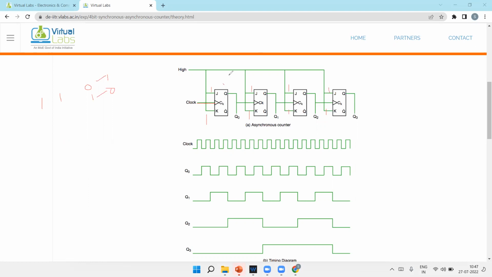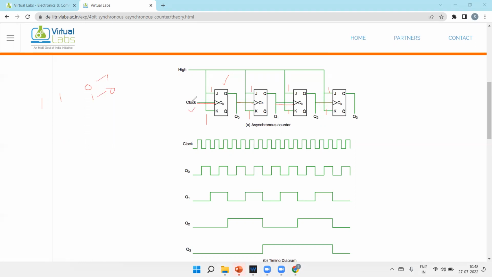The first stage output toggles with this clock, the second stage output toggles with Q0, the third stage output toggles with Q1, and the fourth stage output toggles with Q2. Because JK is already 1, 1 at all the flip-flops, as high input is provided for every flip-flop. So 1, 1 here, 1, 1 here, 1, 1 here. The output will toggle, but it depends on the clock, when it gets the clock.